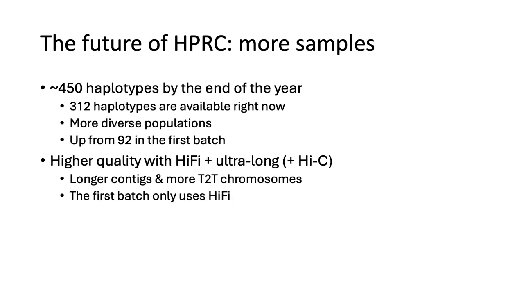I think the future of the HRC will soon have 450 haplotypes by the end of this year. This is almost 5 times higher than our current 92 haplotypes. And 300 haplotypes are already available right now. Actually, you can already download them. They cover some more diverse populations, and will also be better quality than the first batch.